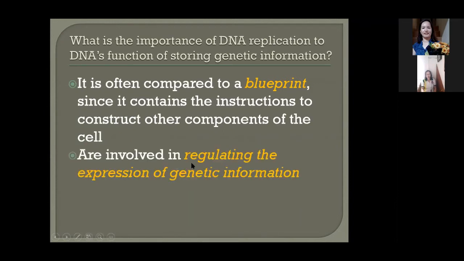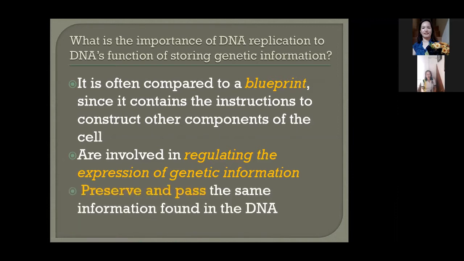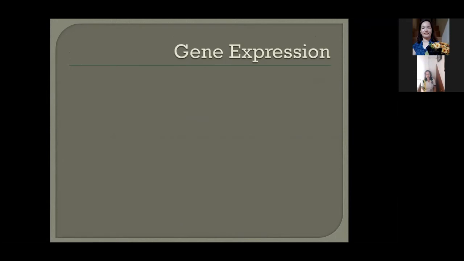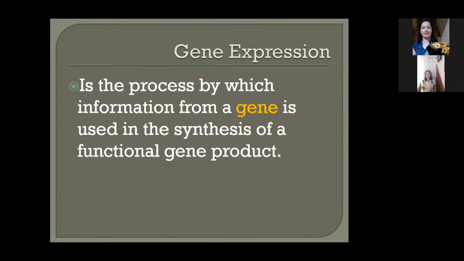DNA replication is important in regulating the expression of genetic information. We call it gene expression. It is preserved and passes on the same information found in the DNA. So it serves as a blueprint and is very important in gene expression. What do we mean by gene expression? This is the process by which information from a gene is used in the synthesis of a functional gene product, and that functional gene product is primarily a protein.